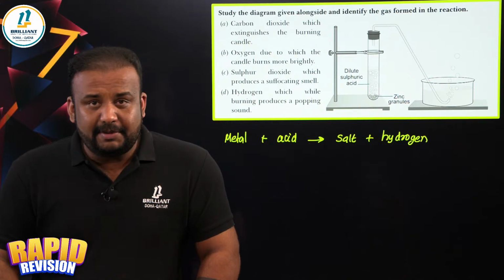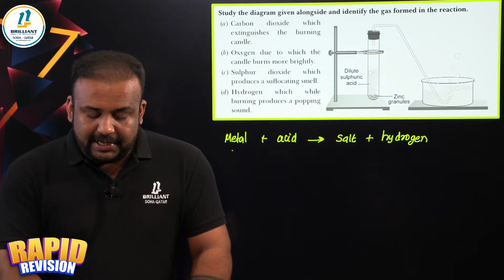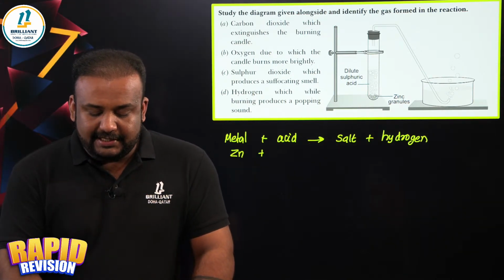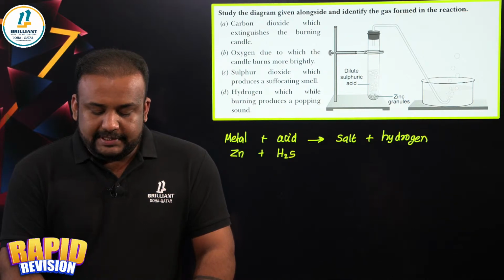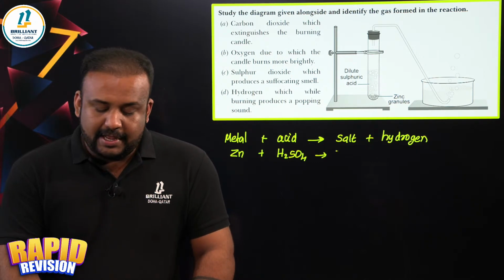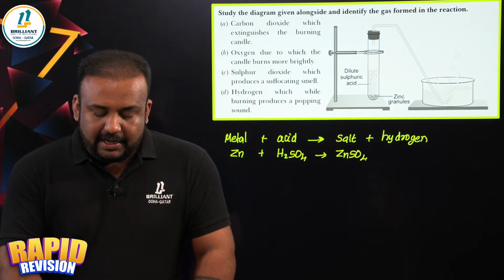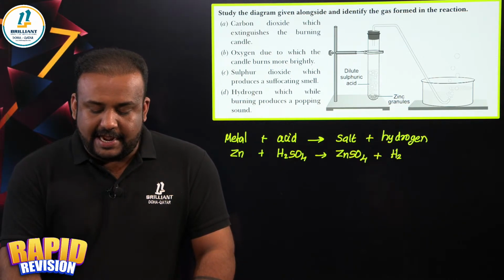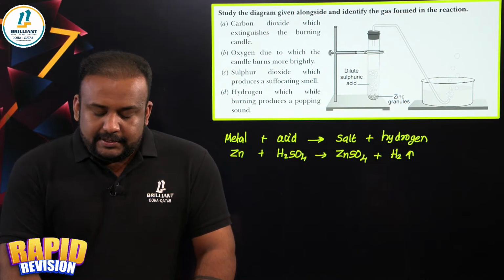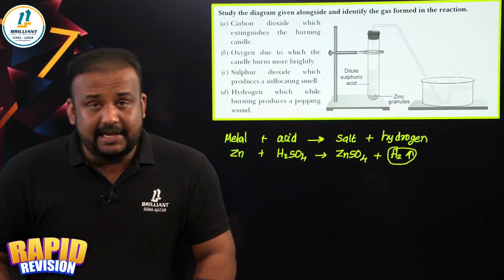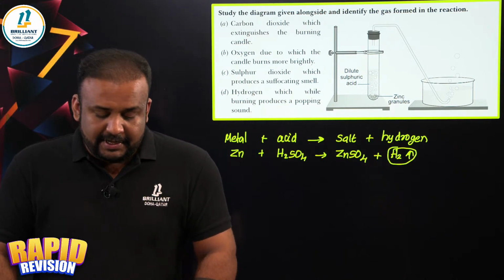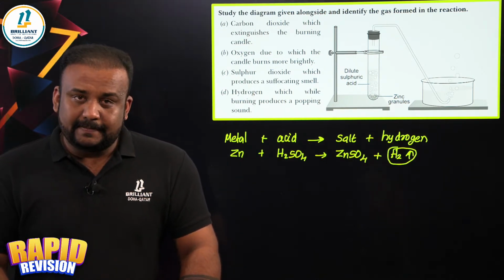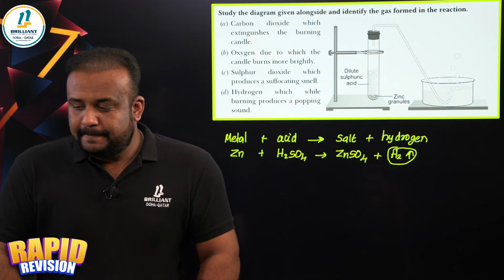This is a single displacement reaction, and as you can see here, in this case we are adding zinc to sulfuric acid. So what will be the products formed? It will be zinc sulfate and hydrogen gas. So the gas liberated in this case is hydrogen. So if you look into the options, which will be the correct answer?